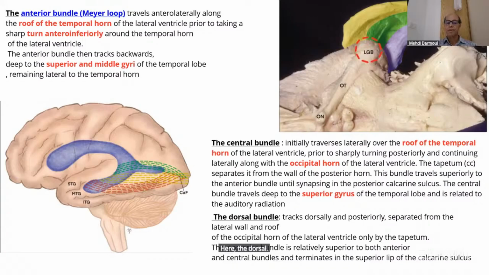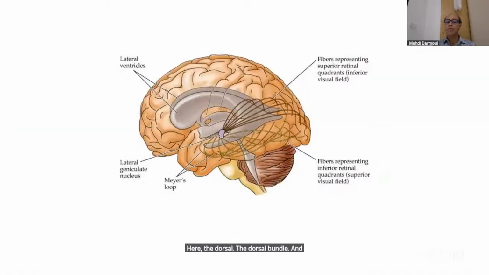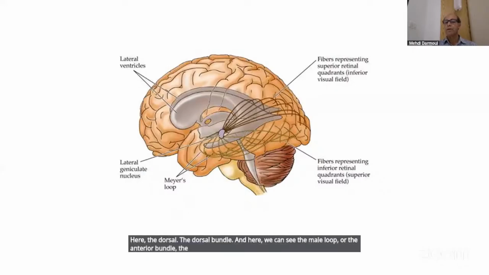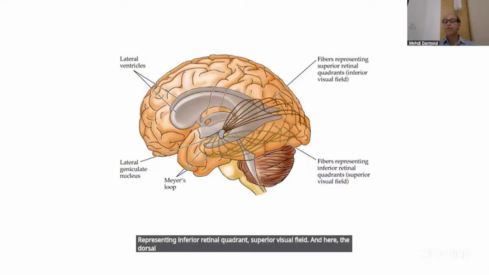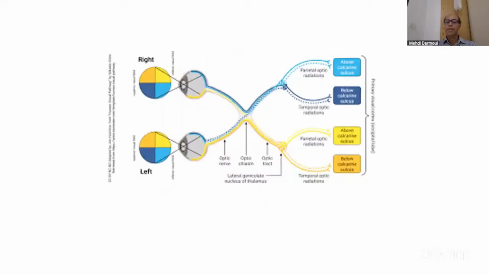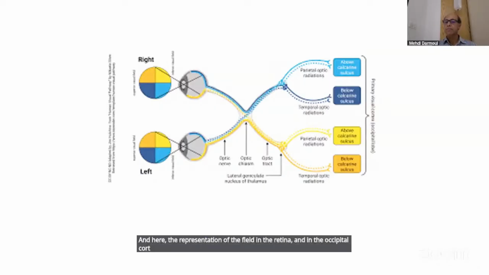Here we can see the Meyer's loop or the anterior bundle, the anterior fibers, representing the inferior retinal quadrant, superior visual field, and here the dorsal or superior fibers, representing the superior retinal quadrant, inferior visual field. And here is the representation of the field in the retina and in the occipital cortex.